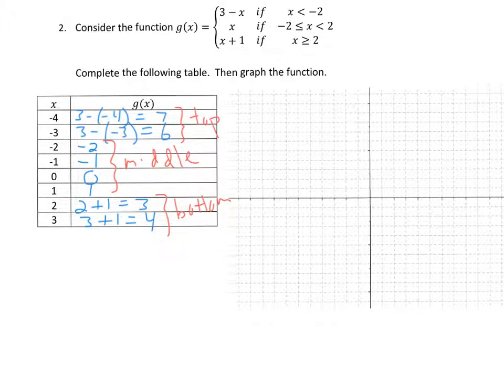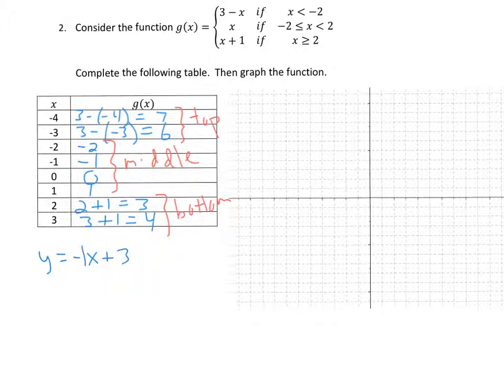Now to graph this function, we have to graph these three equations. They're all straight lines because they're all in the form y equals mx plus b. So there's going to be basically three different straight lines pieced together. So we'll start with the top one, y equals 3 minus x. Let's write that down here. I'm going to rewrite that as negative x plus 3, so it's in the form y equals mx plus b.